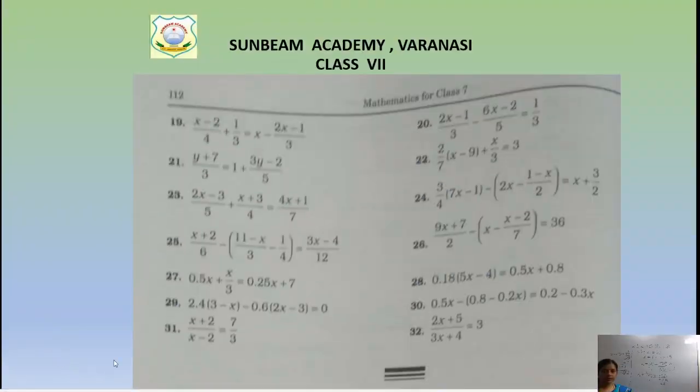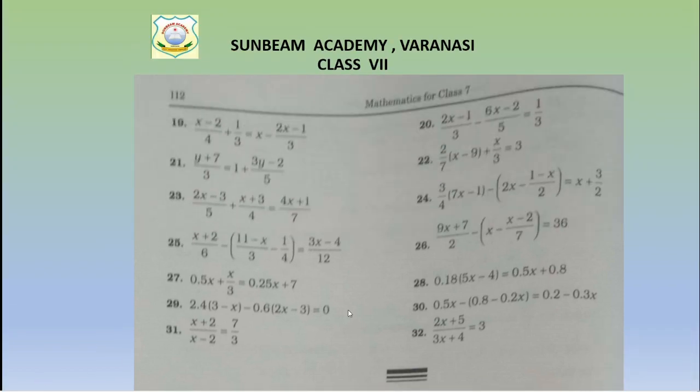What is the next question? Let me show it to you. Okay, question number 29, children. It is 2.4 into (3 minus x) minus 0.6 into (2x minus 3) is equal to 0. Okay, no need to disturb yourself, children. No need to listen to other voices. Just listen here only. See question number 29. Focus on your studies. Let me write the question and you also write it down in your notebook.